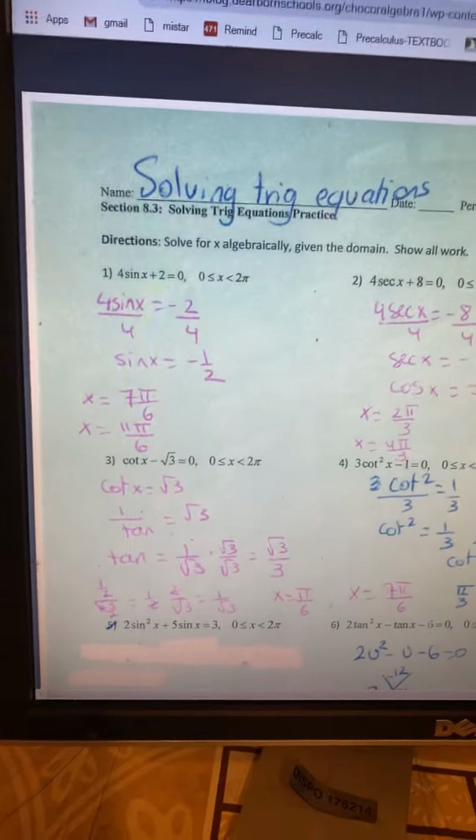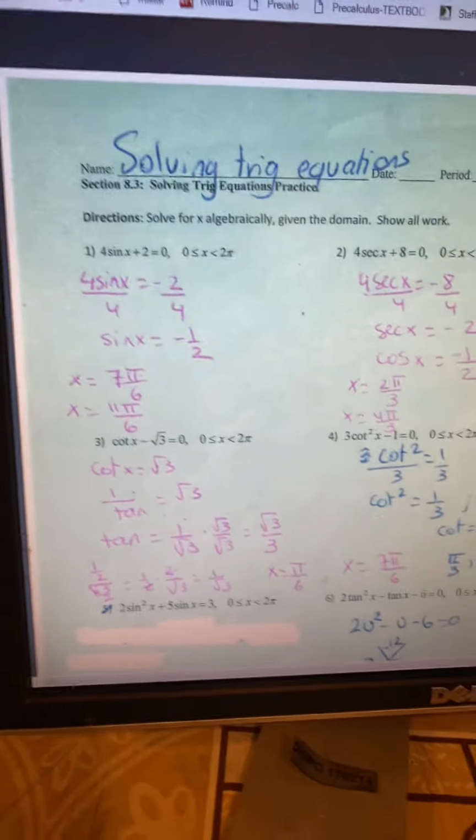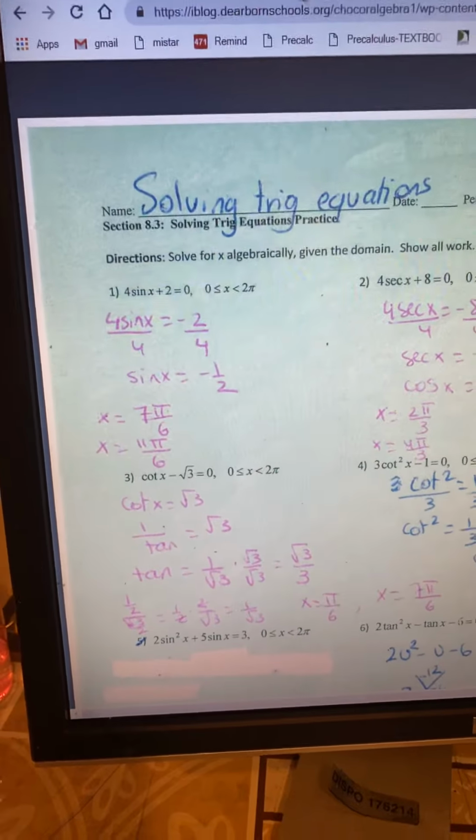Today I'm trying to record from my computer, and I'm sorry, I know some of you have asked me to record horizontally. I forgot about that. I'll flip around.